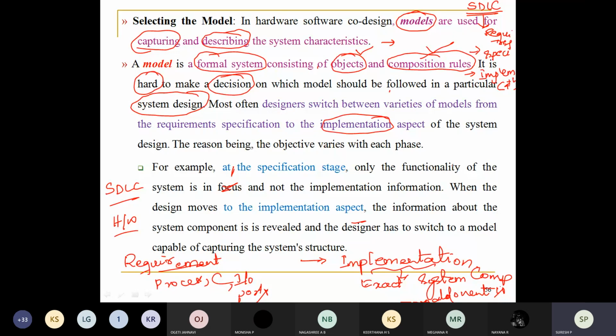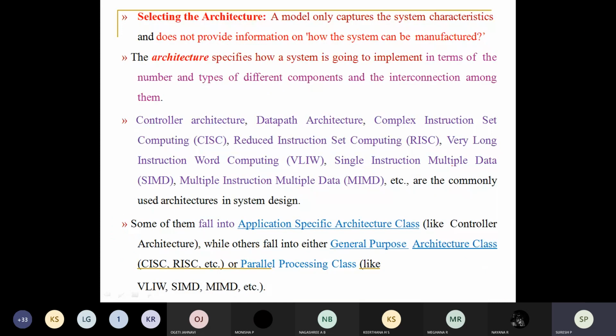The model I have built already is not feasible with the components which are there in my warehouse, which I come to know at the implementation stage. So I need to switch to a model which will have a proper system structure with whatever components are available in my warehouse. After selecting the model, I will say this is the type of model I am going to use, so it will work fine.